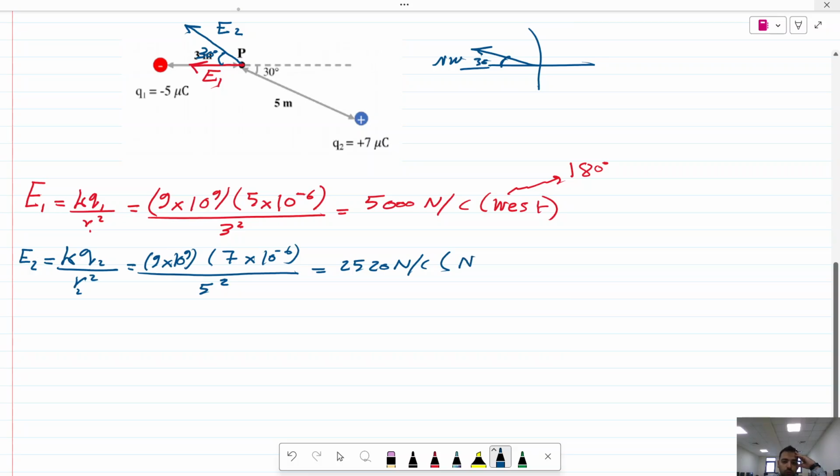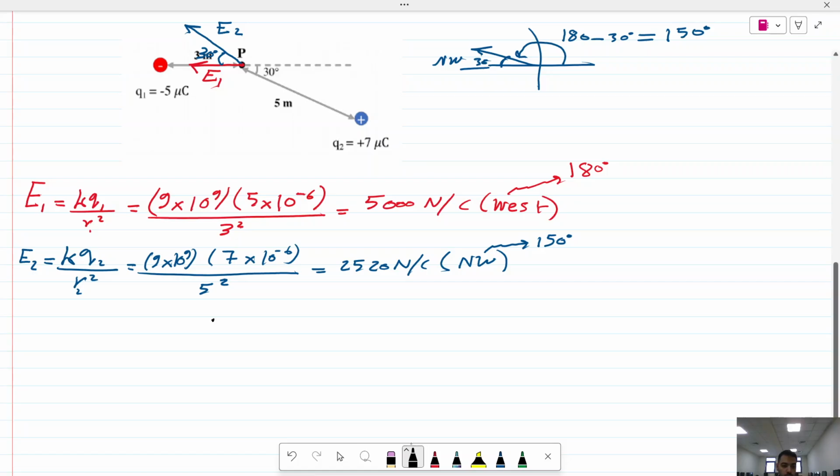So it would be northwest, and the angle from the positive x-axis will be 180 minus 30 degrees, or 90 plus 60, because if this is 30, this is 60, and 90 plus 60 gives us 150 degrees. Simply it's 180 minus 30 because it's northwest. So now we have already found the angles for both of them. E2 is 150 degrees from the positive x-axis. What we need to do is find the x and y components and find the total x and total y.